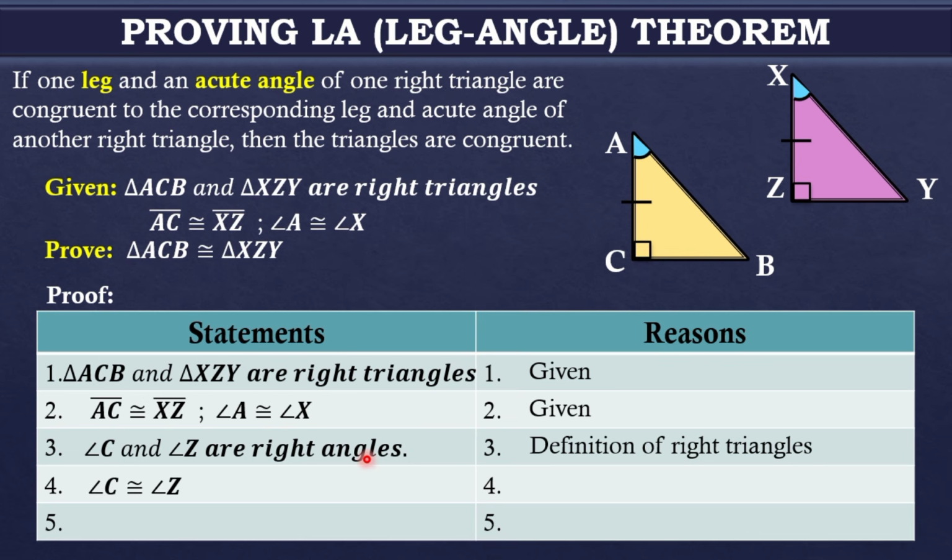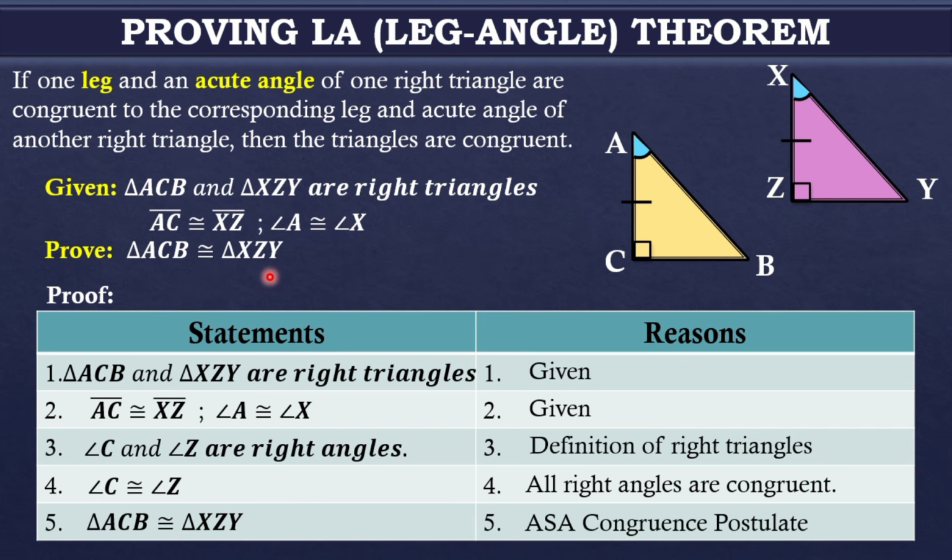Okay? And then, angle C is congruent to angle Z. So we have all right angles are congruent. So we can now prove that triangle ACB is congruent to triangle XZY. And that is by ASA congruence postulate. So na-prove natin, given lang itong leg and acute angle, that these two triangles are congruent by ASA congruence postulate. So we have angle, side, and angle.